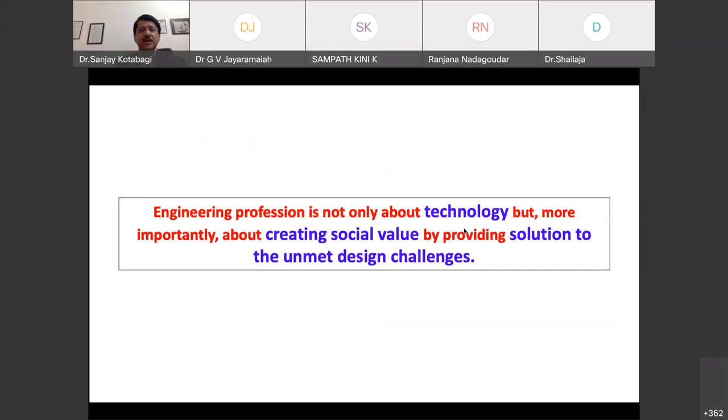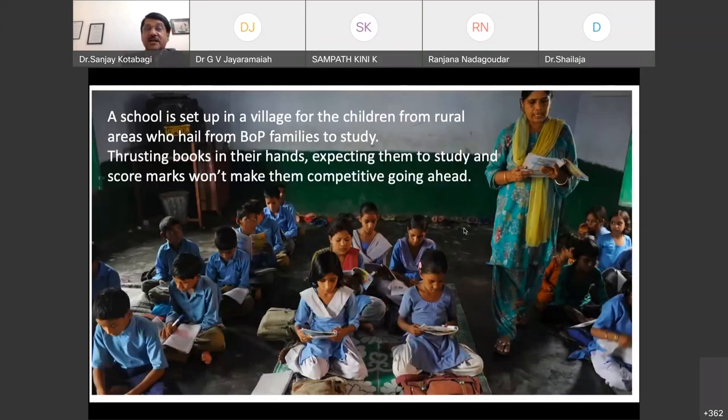So this is what I can tell them, that it's a profession where we should create value by providing solutions to the unmet needs of the design challenge. But how should they start understanding where to focus when they go to the community or start looking for design challenges? How should they look at it? I have a few examples to discuss.